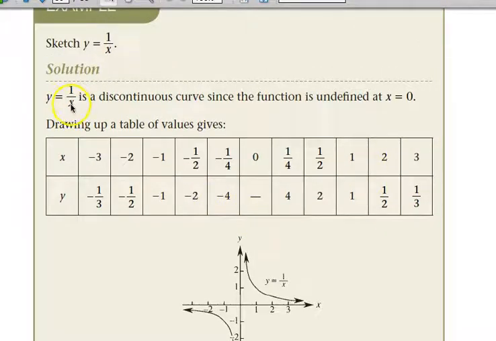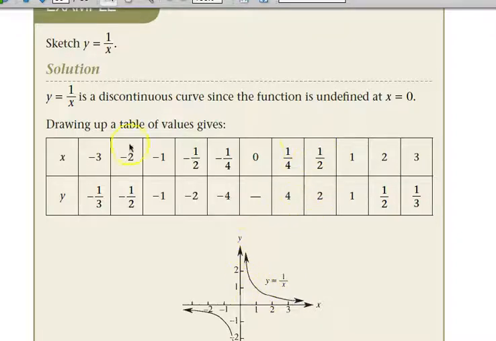And if we substitute in values of x, you've got to remember for the hyperbola, when you first learn how to sketch it, you need to do fractional values. When x is 1, y is 1. When x is 2, y is a half. When x is 3, y is a third. But we need to see what happens to the function up here.